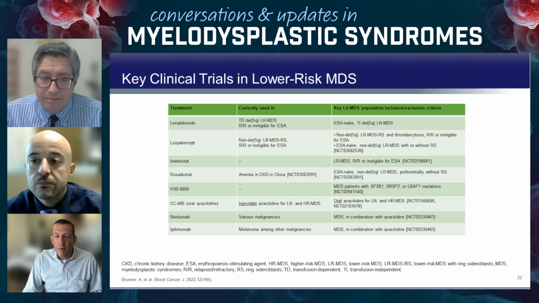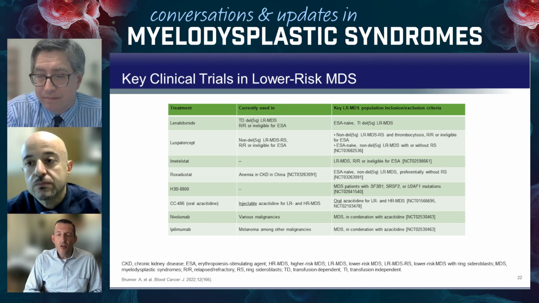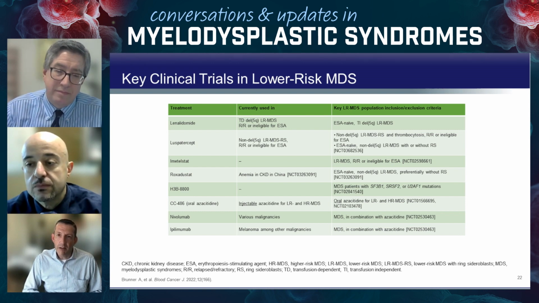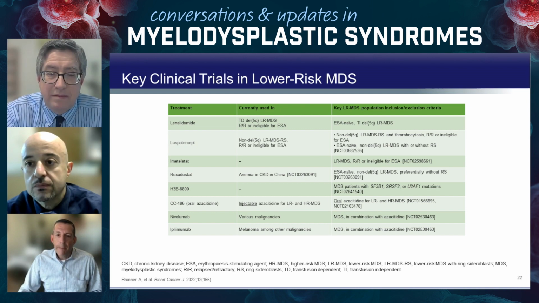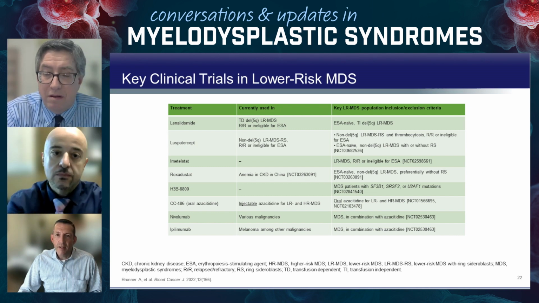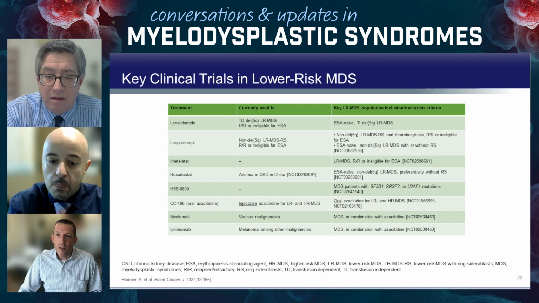Regarding the TPO mimetics, there are two of them, eltrombopag and romiplostim, that are commonly used in the treatment of MDS. I think the better studied of the two was romiplostim. It was a large phase 2 randomized study in which patients received romiplostim or placebo. Unfortunately, that study was stopped early because of a higher rate of evolution to AML in patients who received the romiplostim. It was about 2.5-fold higher.